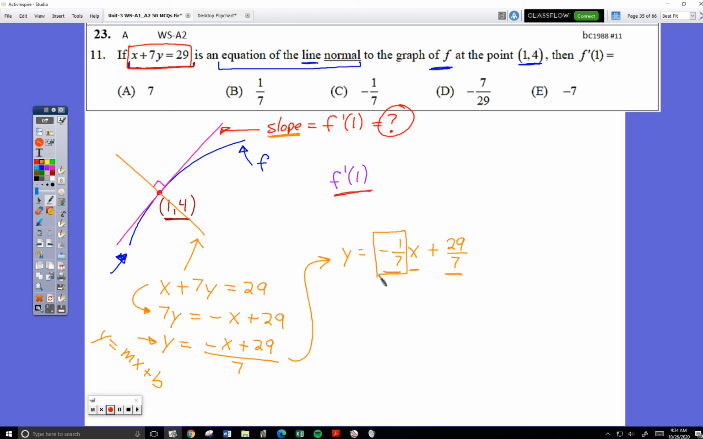So hands up, what does this represent? What does that represent? Nick? The slope of the normal line. Perfect, perfect, perfect. Negative 1/7 is this slope. Show me your hands if you knew that before Nick said it. 2 points, 3 for Nick.